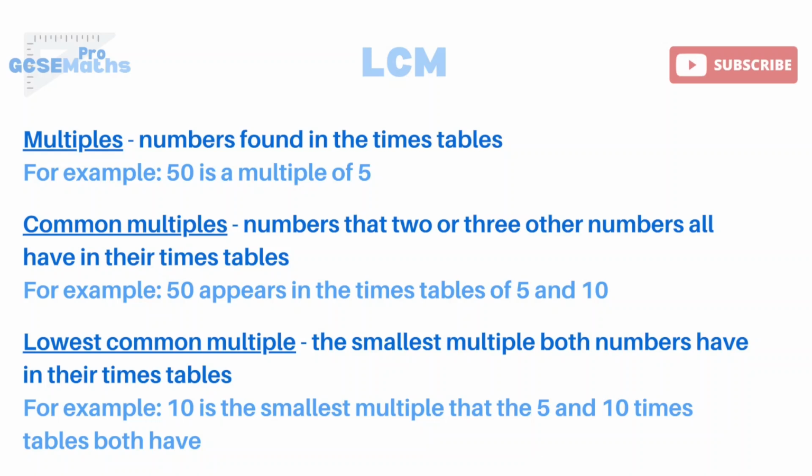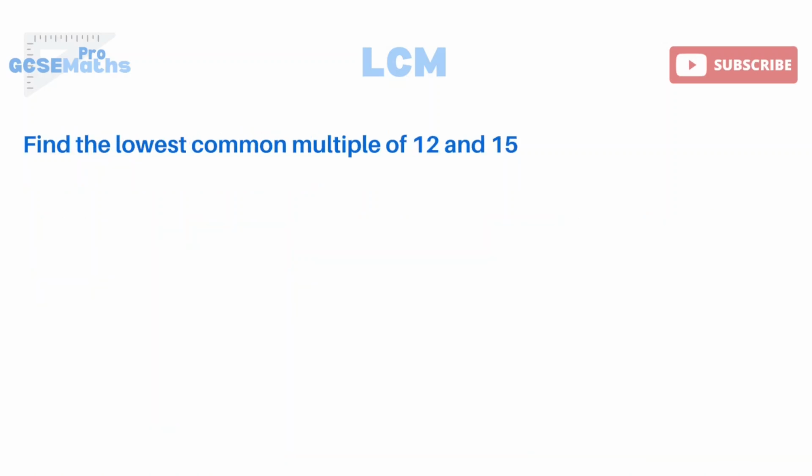Now explaining it in terms of words like this is still a bit complicated, so we're just going to go through some questions so you can get an idea of what I'm talking about. As we said with highest common factor, there are 2 ways of doing this. The first one is listing multiples. What we're saying is, of the 12 times table and the 15 times table, when is the first point that they overlap?